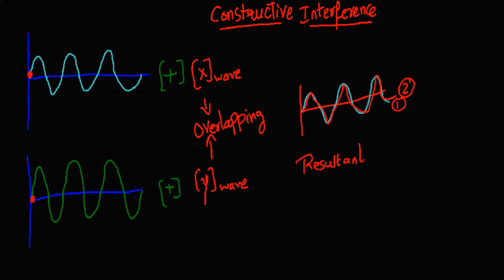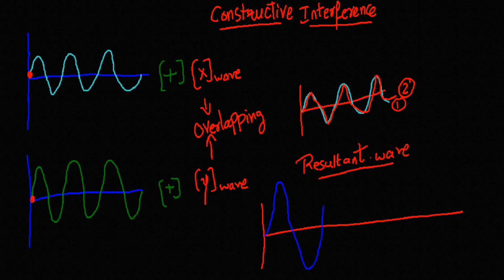Now let's see a few more details about the resultant wave. The amplitude of the resultant wave is much larger than the individual waves because the amplitude of the resultant wave is equal to the sum of their individual amplitudes.